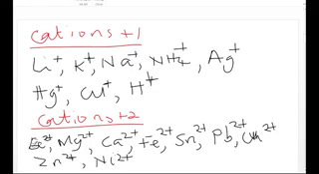So we have some other metals also with a charge of 3 plus. Let's look at some of them. Now the cations with 3 plus.